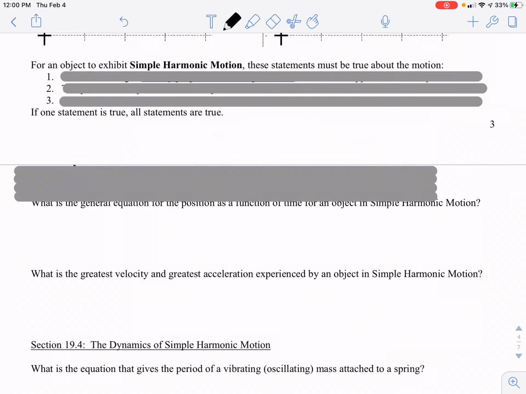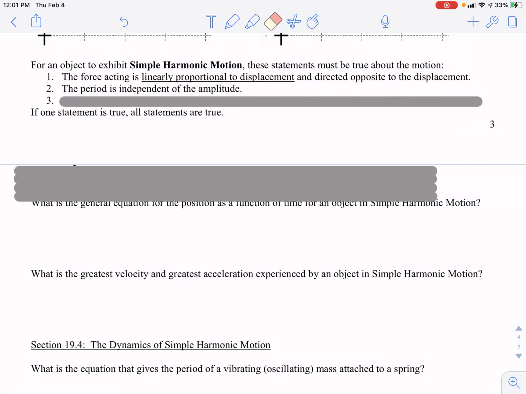So for an object to exhibit simple harmonic motion, these statements must be true about the motion. Number 1, the force acting is linearly proportional to displacement. What does that mean? It means if you draw a force versus displacement graph, it represents a straight line right through the origin. Number 2, the period is independent of the amplitude.